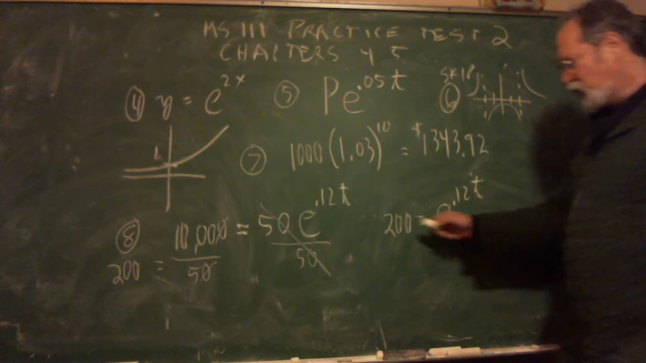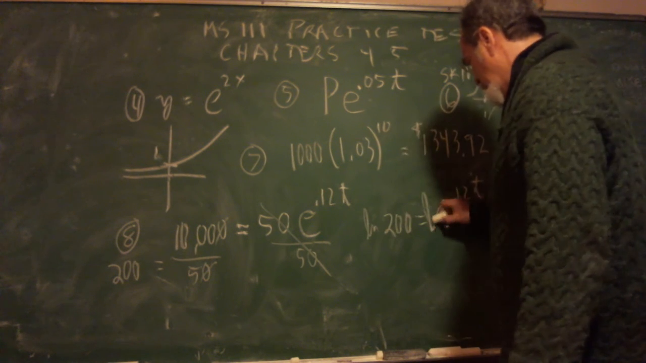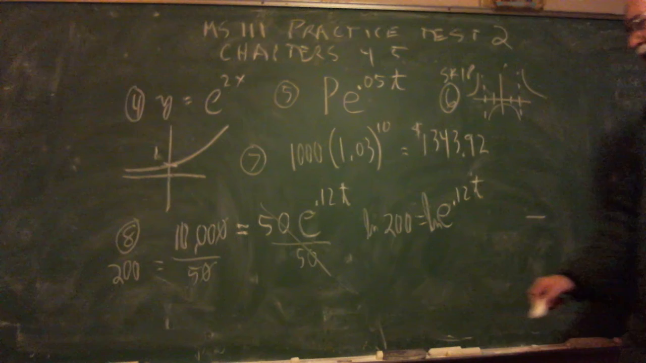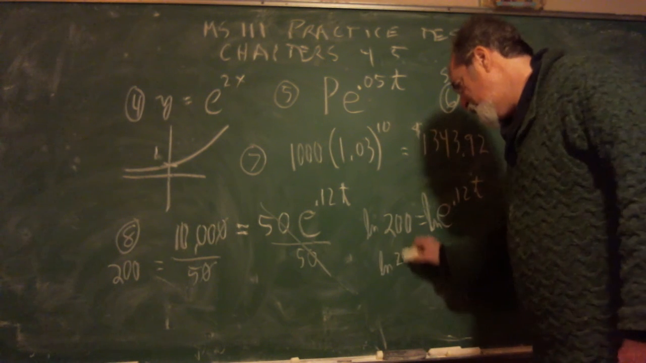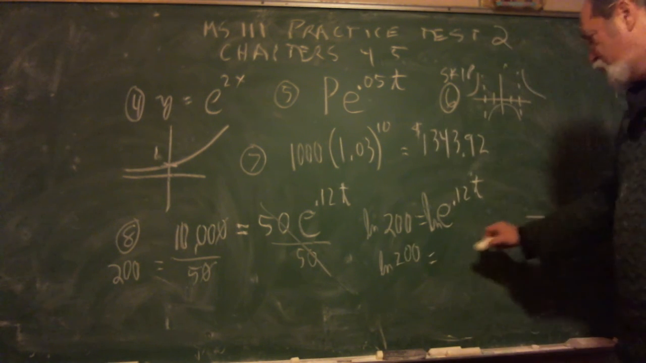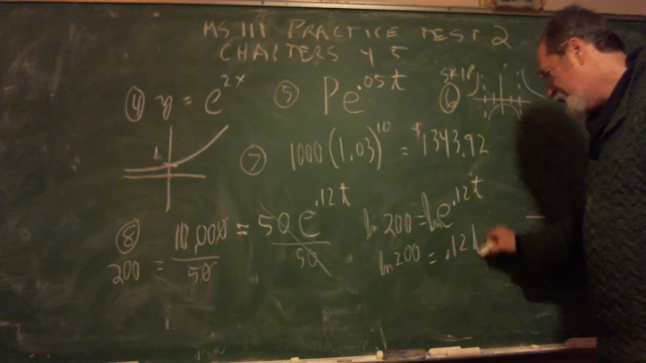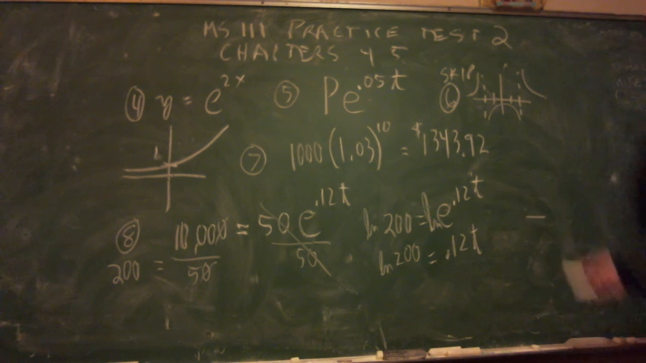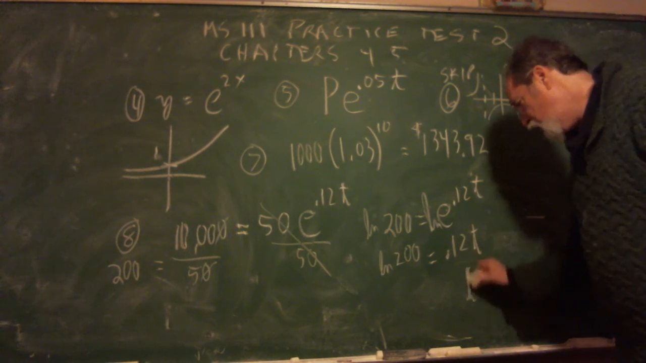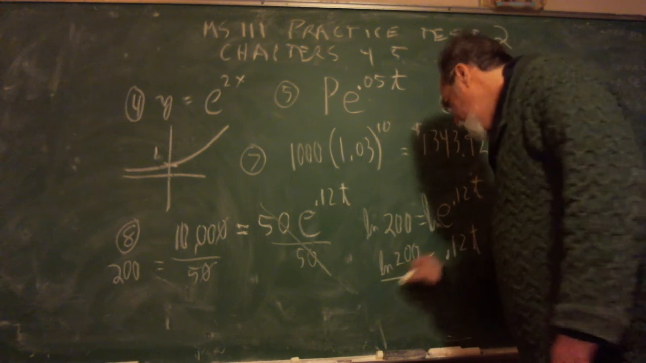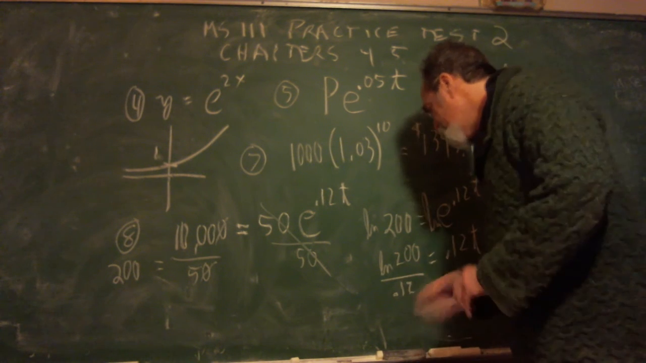So you take the natural log of both sides, because that's how you get rid of e. The natural log of 200 can be done on a calculator, and it's equal to 0.12t, because these two functions undo each other. Now to find t, you do the natural log of 200 divided by 0.12. That's what t is equal to.